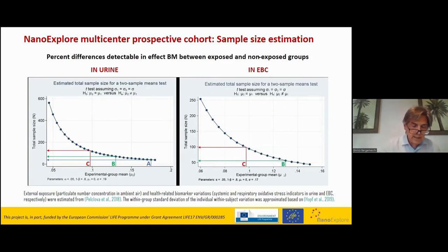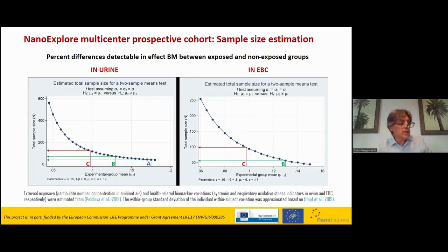Sample size should comply with the main study objective: to assess the association between variation in external exposure patterns and markers of effect, as to validate a panel of biomarkers for human biomonitoring studies. To this purpose, we aim to determine the total sample size required to identify differences in biomarker level between exposed workers, the so-called exposed groups, and non-exposed workers.